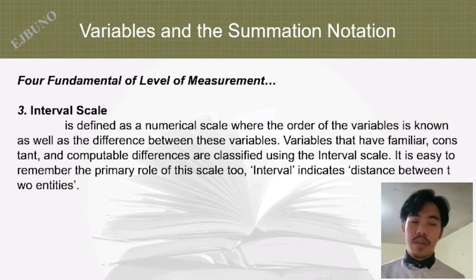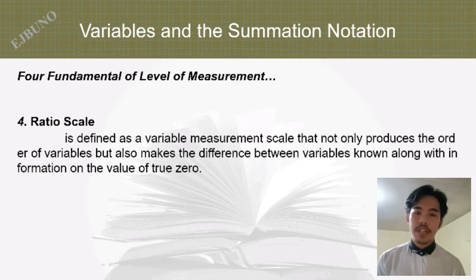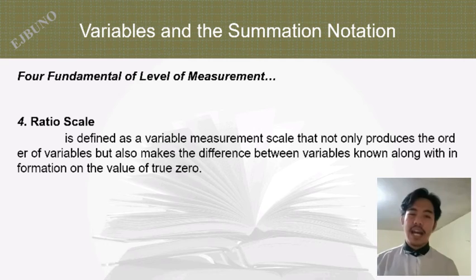For the last level of measurement, we have the ratio level of measurement. It is basically the same as the interval level of measurement, but their main difference is that in ratio, 0 means nothing. So 0 is truly 0. Best examples are height, weight, and the like.